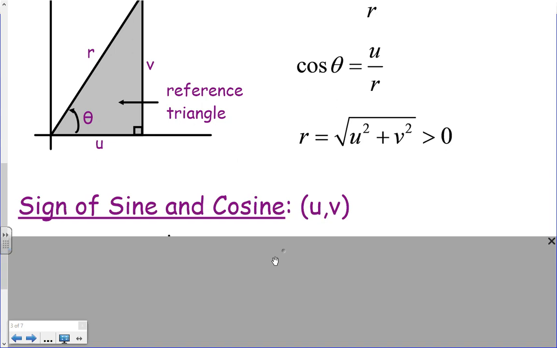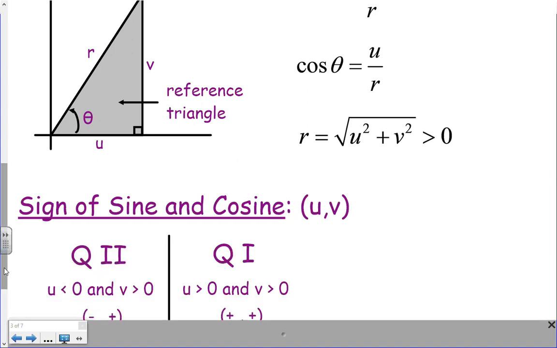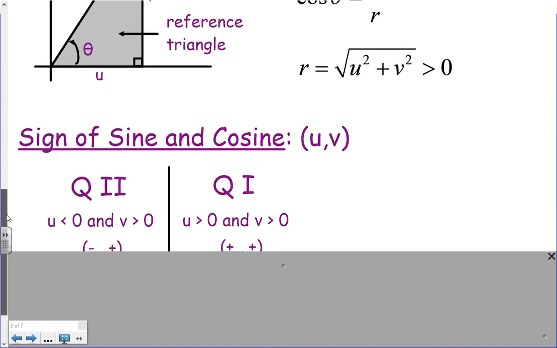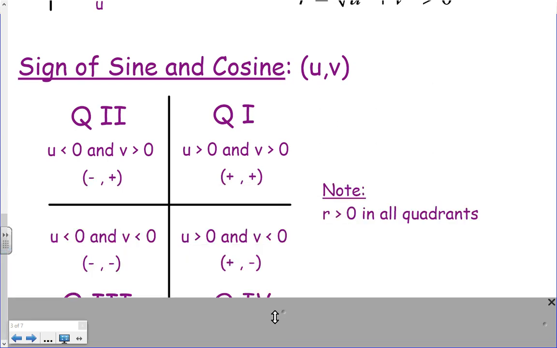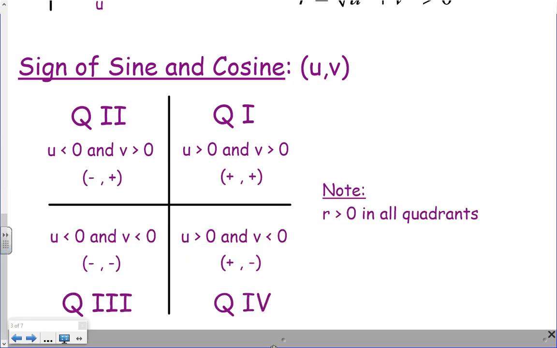What this allows you to do now is extend beyond working with just right triangles when we're dealing with sine and cosine. All right, so let's talk about the sign, S-I-G-N, of your sine and cosine functions.